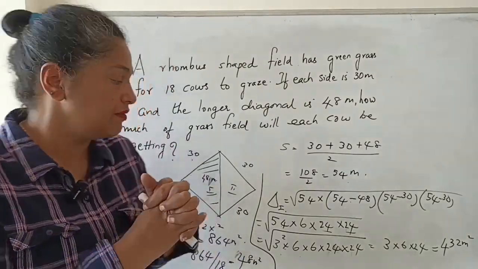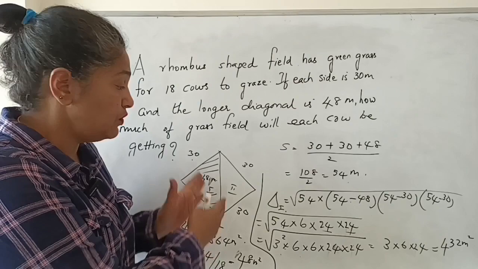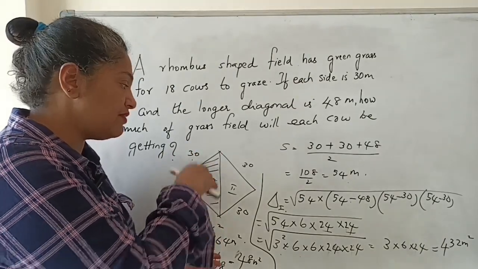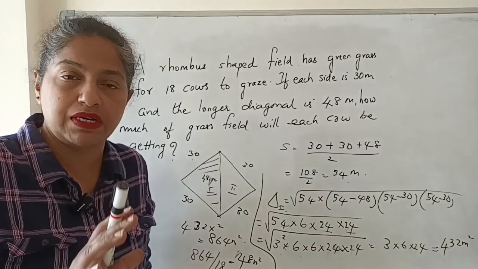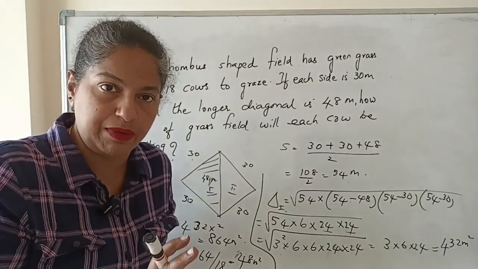We had a rhombus shaped field. There was a diagonal that was given to you. So when you draw the diagonal, it divides the rhombus shaped field into two parts. You can see that the sides of both the parts are equal. So which means the area also will be equal.